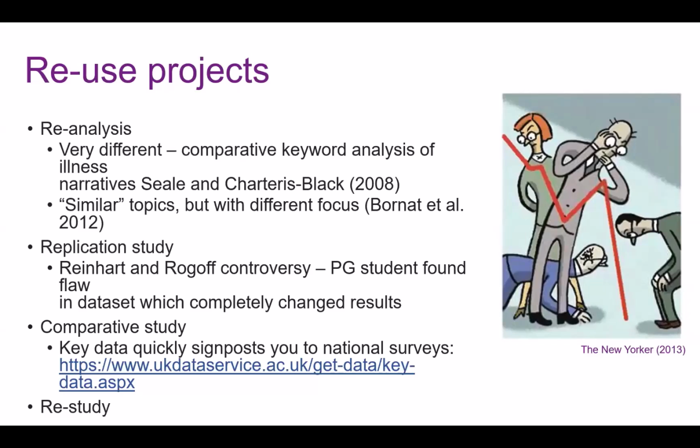So he ended up having to contact the original investigators, and he found a flaw in their data set where they had miscopied some of the cells from the data that they had downloaded into the file that they were working with. The full story of this was published in 2013 in the New Yorker, if you're interested in reading a bit more detail about it.